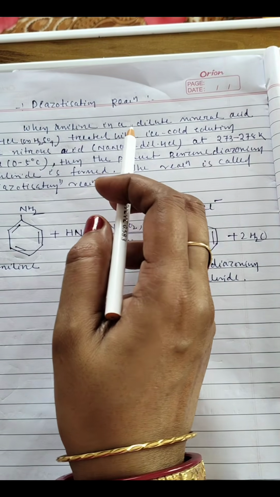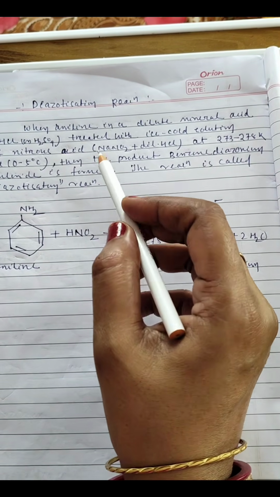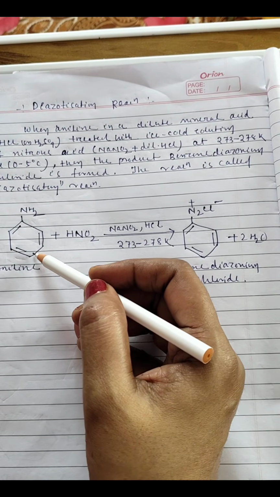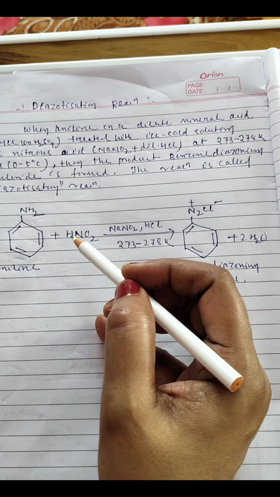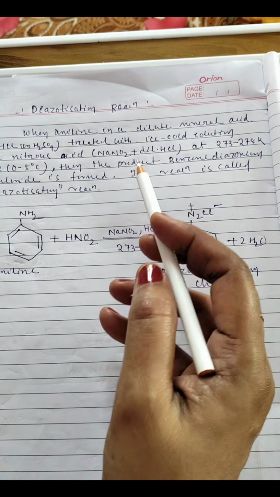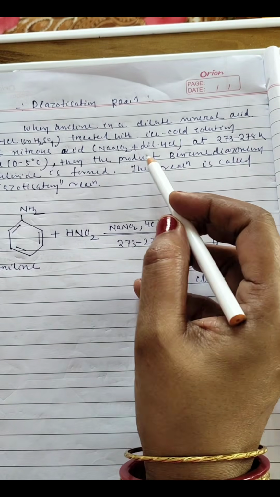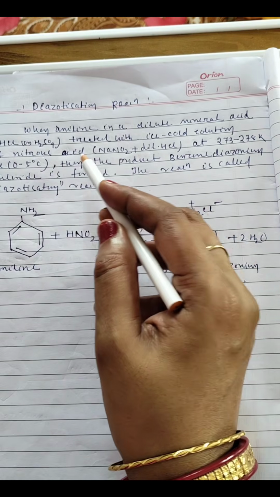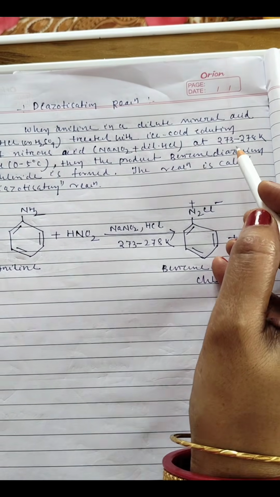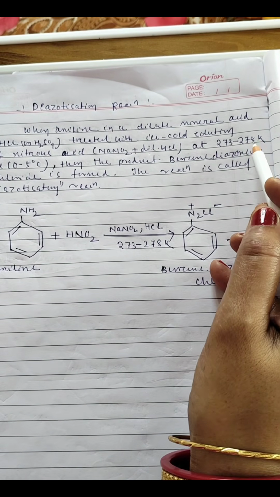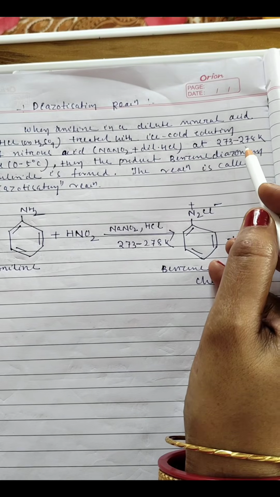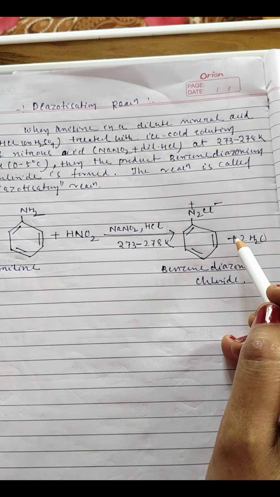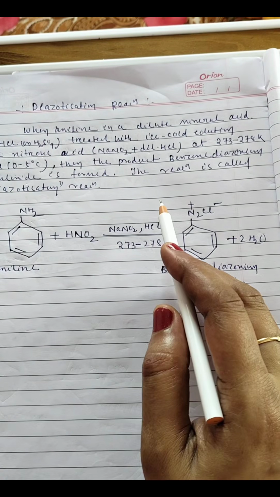Now, what is diazotization reaction? Diazotization reaction is when an aniline, that is your aromatic amine, in a dilute mineral acid in presence of sulfuric acid, is treated with ice cold solution of nitrous acid, that is sodium nitrite and HCl, which forms nitrous acid HNO2, at 0 to 5 degrees centigrade or 273 to 278 Kelvin, and forms a product which is known as your benzene diazonium chloride, and this reaction is known as your diazotization reaction.